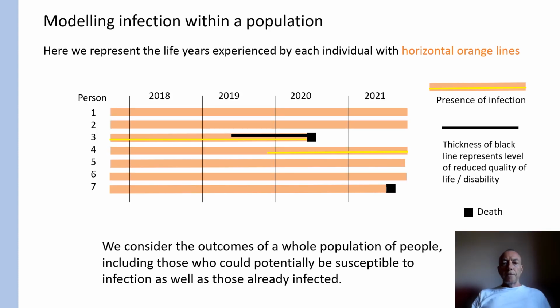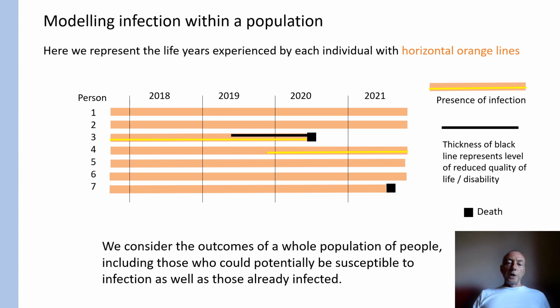So, talking about modelling infection within a population. Here we represent the life years experienced by each individual with horizontal orange lines, and we've just got 7 people represented here, going over a number of years from 2018 to 2021. The yellow line within the orange line represents the fact that the person has an infection present, and the black line indicates the degree to which there is reduced quality of life or disability for the individual during that time. And the black square is when the person dies.